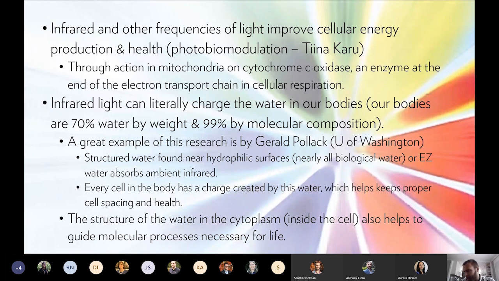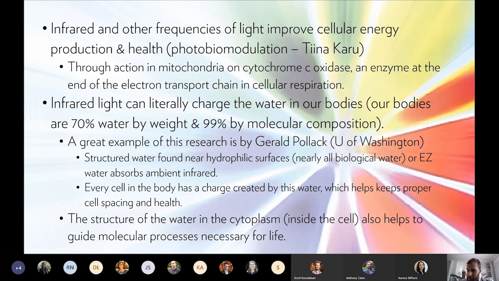Infrared light and some other frequencies as well, but primarily infrared light has been identified in what's called photobiomodulation. A woman named Tina Carew discovered this. Does everyone know what mitochondria are? So mitochondria are referred to as the powerhouse of our cells. They produce energy for our cells.